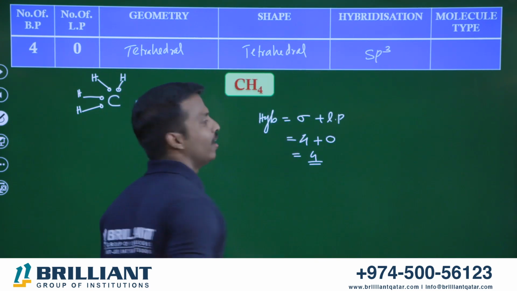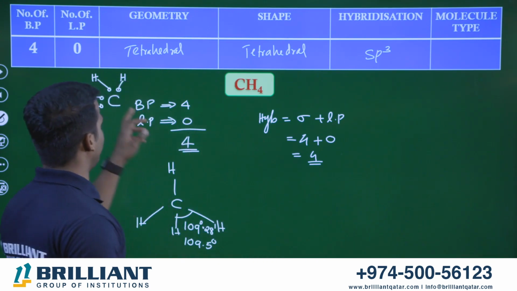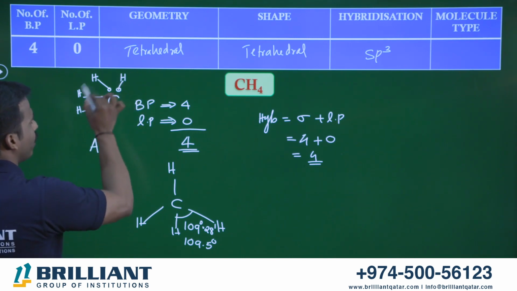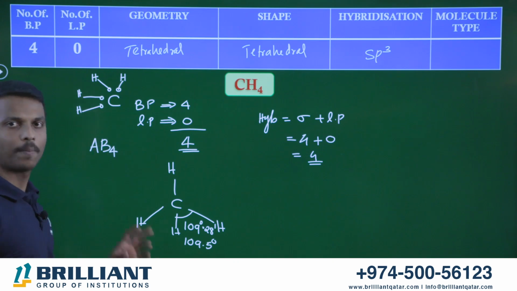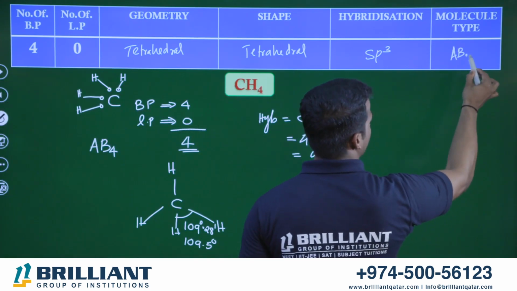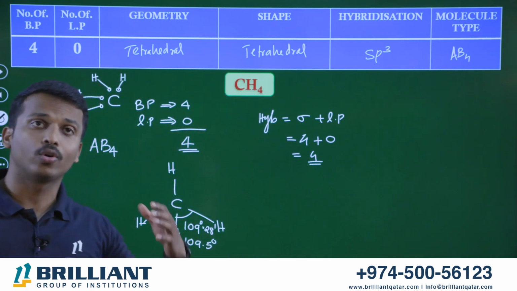Are you clear? sp3. What is the type? How many central atoms? Carbon, only 1. How many surrounding elements? 4 are there. Therefore, B4. Any lone pair? Nothing. So the type is AB4.